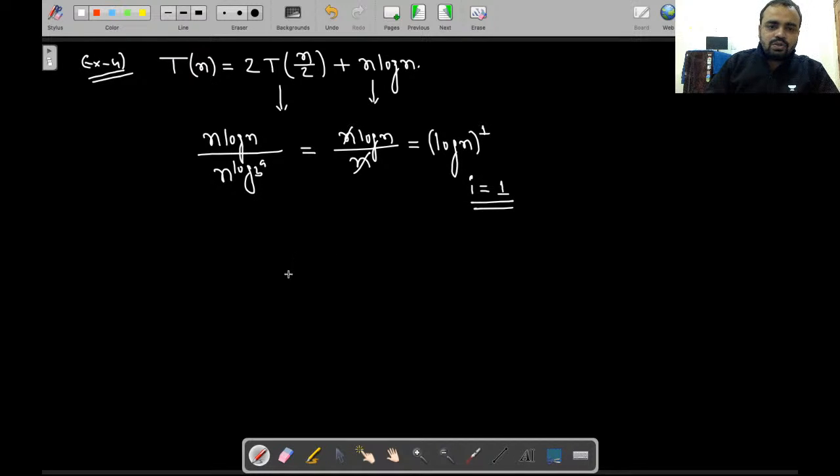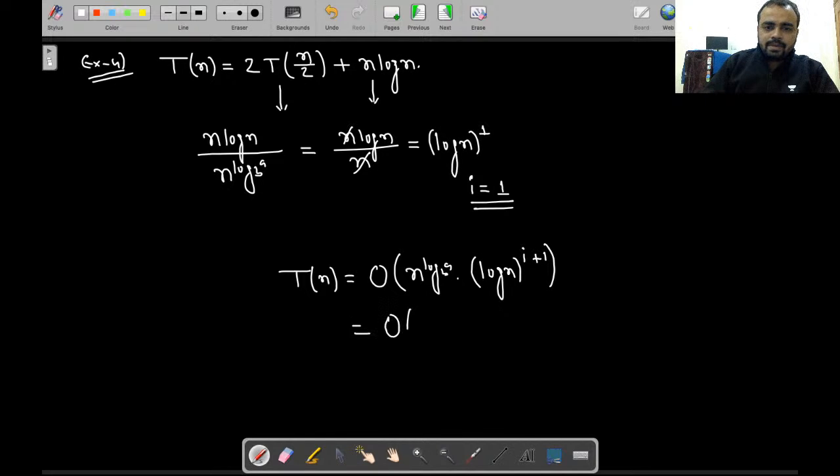So if i is equal to 1, what will you do? T of n will become order of n to the power log of a on the base b into log of n to the power i plus 1. So finally it is coming out to be n log of n to the power.